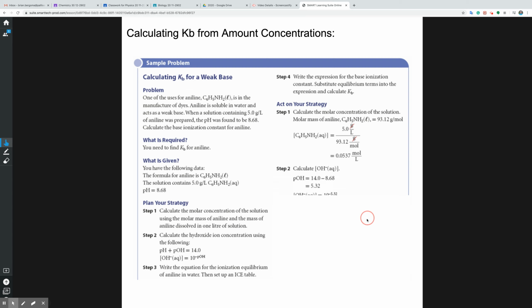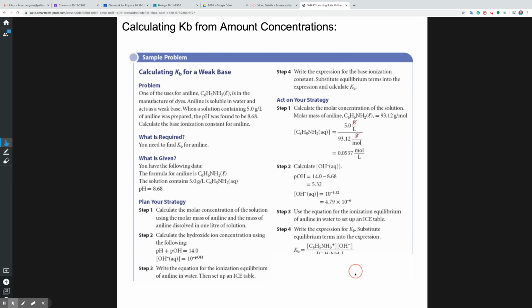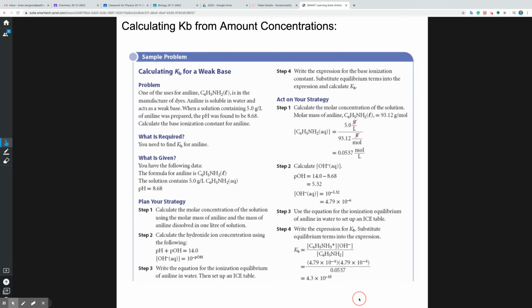Okay, then we need to calculate our pOH. We are given our pH, so we go 14 minus our pH, which gives us our pOH, and then 10 to the negative pOH gives us our concentration of hydroxide. Okay, now we can set up our ICE table.